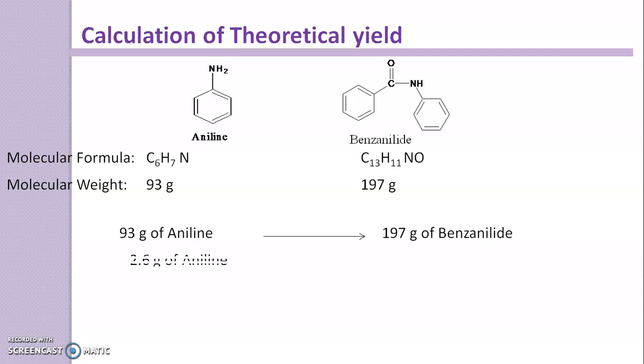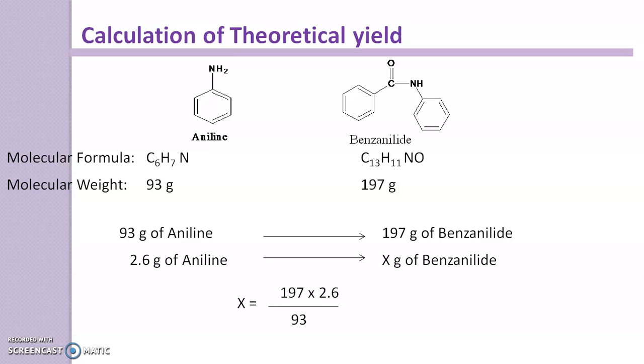So you have taken 2.6 gram of aniline, so how much gram of benzanilide does it give? Just make a cross multiplication and place the value that comes, which is nothing but your theoretical yield. Here you will get 5.5 gram as the theoretical yield. Then while performing the practical, you will get the actual product. You just take the weight, and the weight of that product is your practical yield.